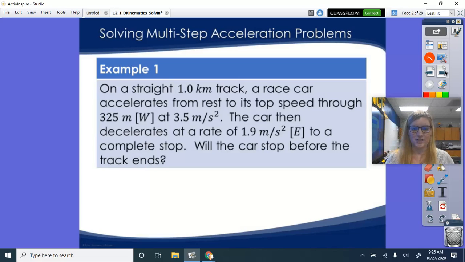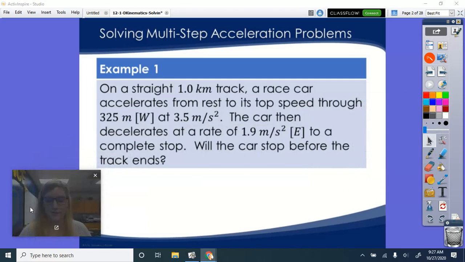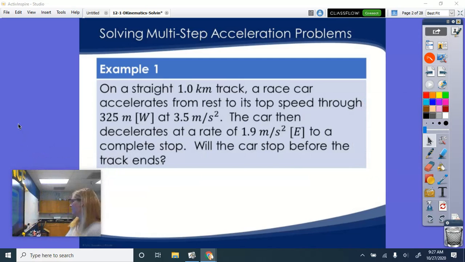All right, so let's start with problem number 1. We have a straight 1 kilometer track, and we have a race car accelerating from rest to its top speed through 325 meters west at 3.5 meters per second squared. And the car then decelerates at a rate of 1.9 meters per second squared east to a complete stop. Will the car stop before the track ends? So let's go ahead and look at all the different information they've given us in this problem.